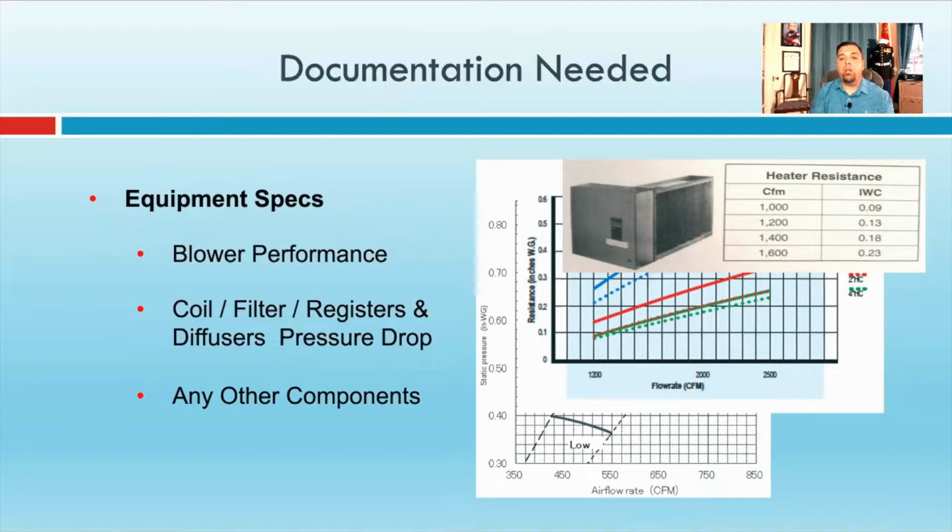So really important. Any other component that you add that goes on your friction rate worksheet in Manual D that has a pressure drop, you want documentation to know what the pressure drop is going to be, so that we know that it's running at design before we test and balance the system.